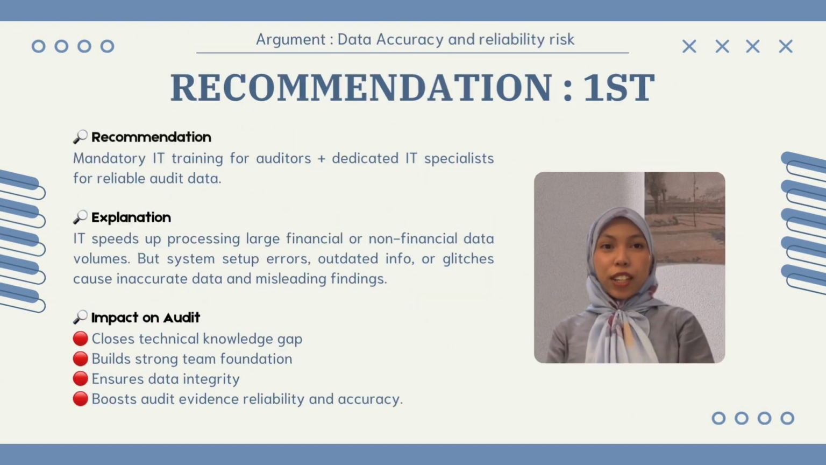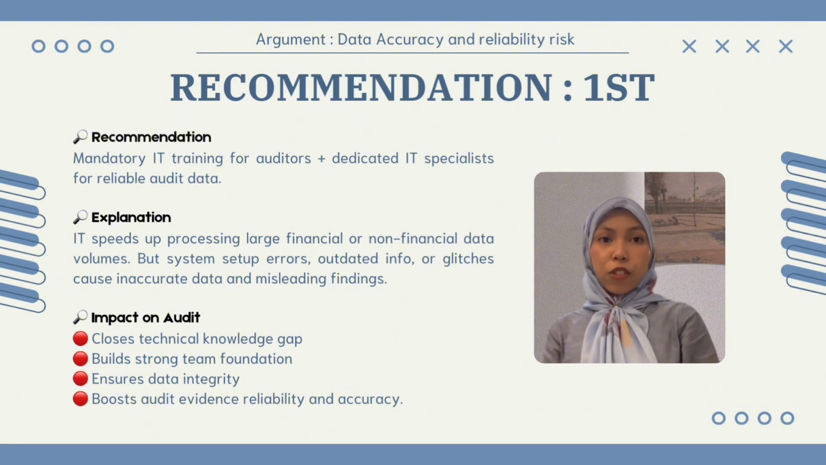To address risks related to data accuracy and reliability, auditors should adopt a dual approach that combines mandatory IT training with a strategic use of IT specialists. While IT enables efficient analysis of large volumes of data, system errors, outdated information, or technical glitches can lead to inaccurate results. Continuous professional development such as CISA certification helps auditors maintain up-to-date IT knowledge, while IT specialists can perform detailed testing, system control, and validate critical data. Together, these measures ensure the integrity of digital evidence and enhance the reliability and accuracy of the audit.